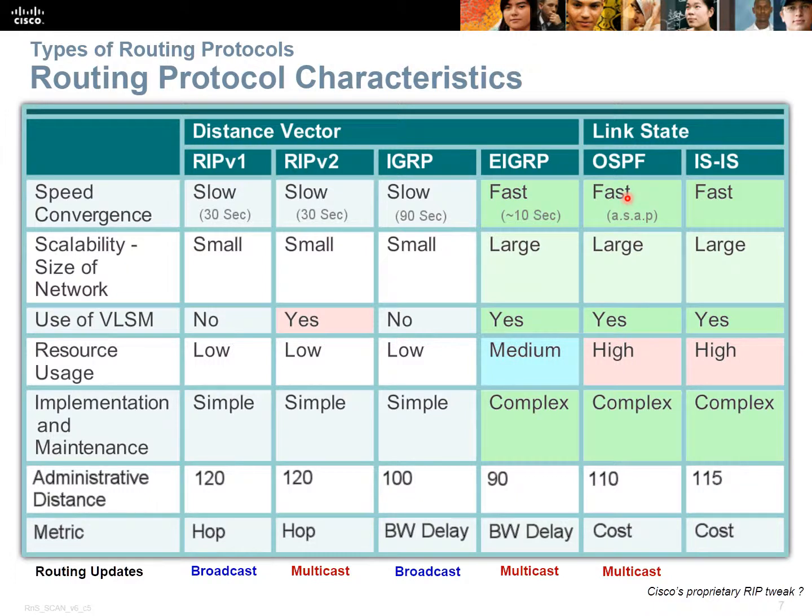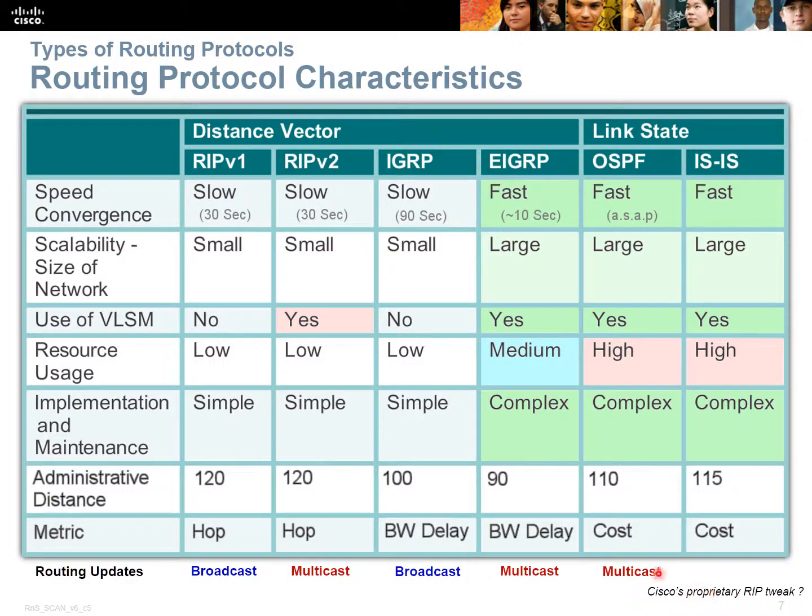And OSPF, very fast. In fact, the fastest of them all. But look at the complexity, very high complexity. And it only cares about cost. Now, notice how the routing information is shared. RIP version 1 and IGRP are broadcast, and all the others talk to each other via multicasts.